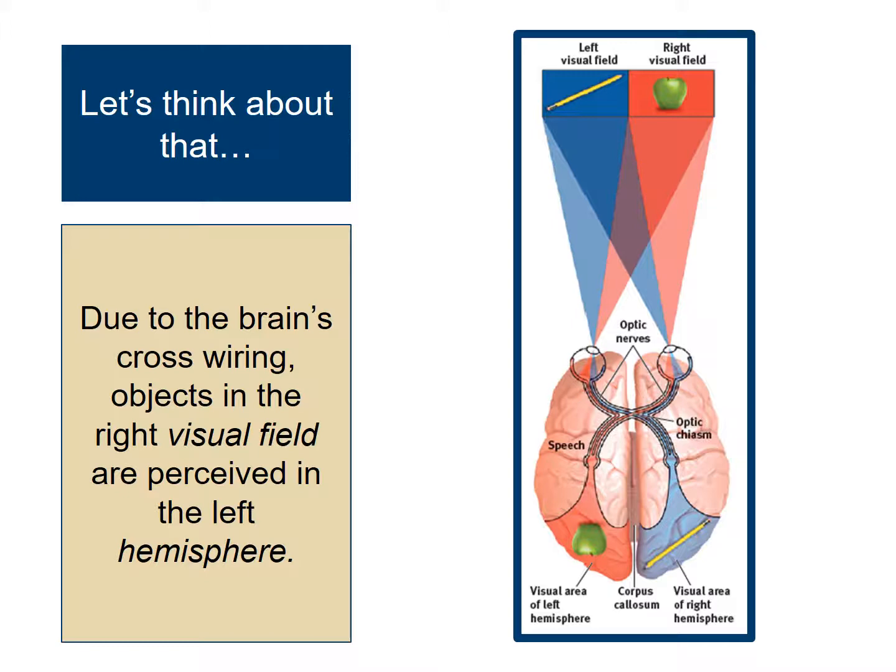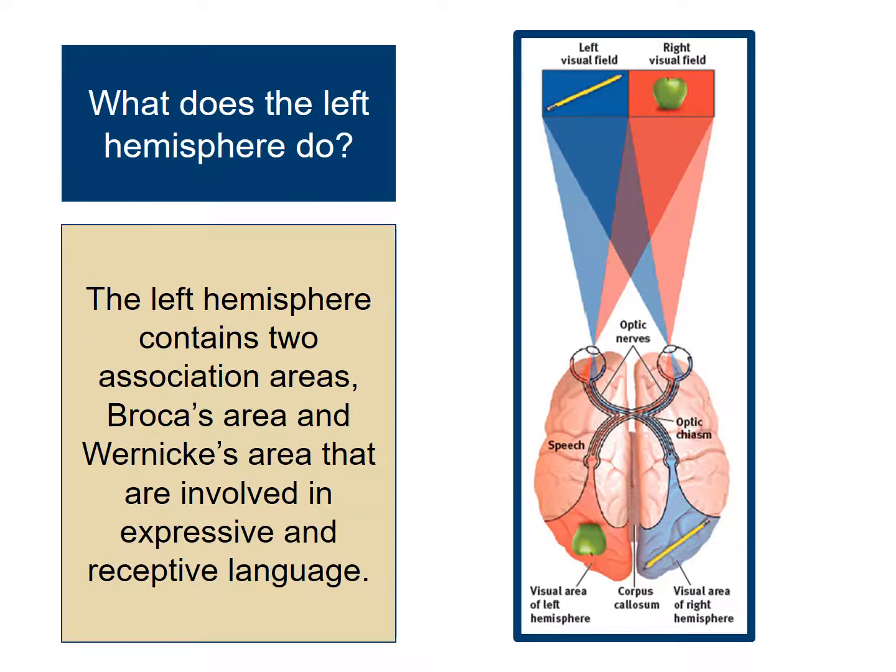Let's think about it. Due to the brain's cross-wiring, objects in the right visual field are perceived in the left hemisphere. What does the left hemisphere do? The left hemisphere, and this is really important, these are two words and two areas you really need to be familiar with. The left hemisphere contains two association areas, the Broca's area and the Wernicke's area, that are involved in expressive and receptive language. So both of these areas are involved with language, expressive and receptive language.